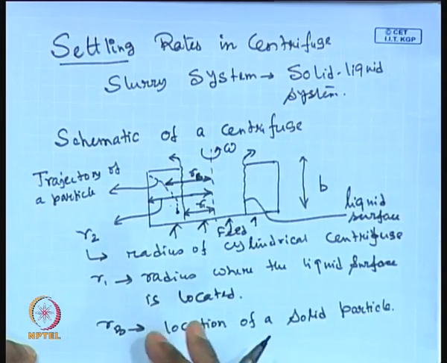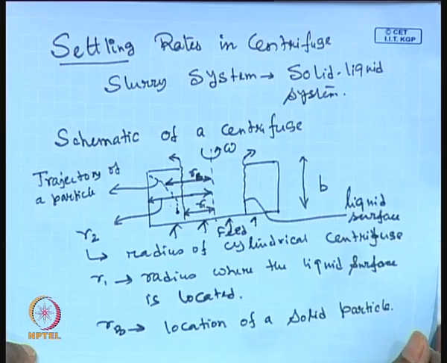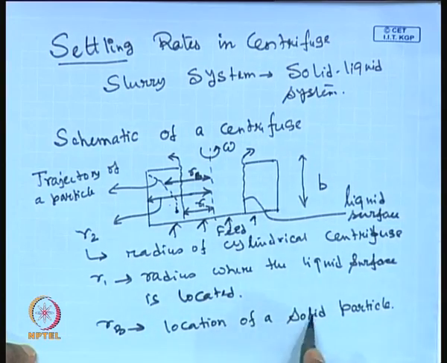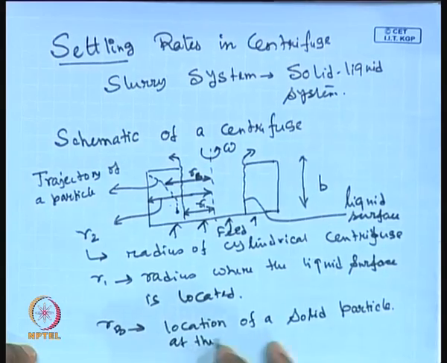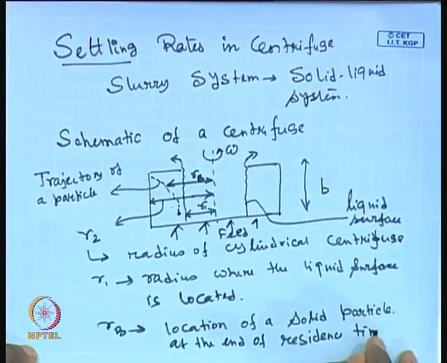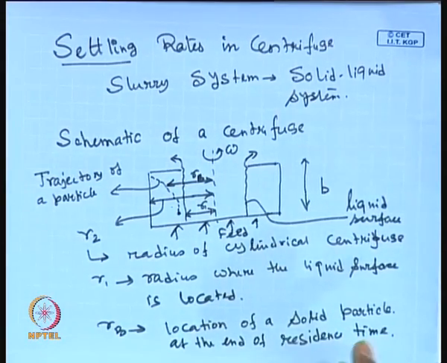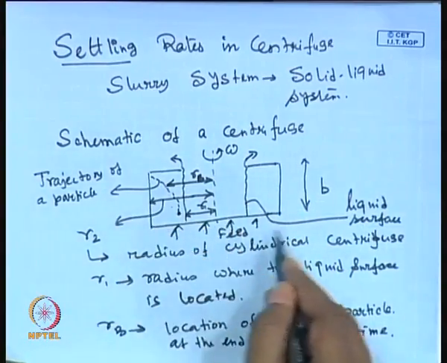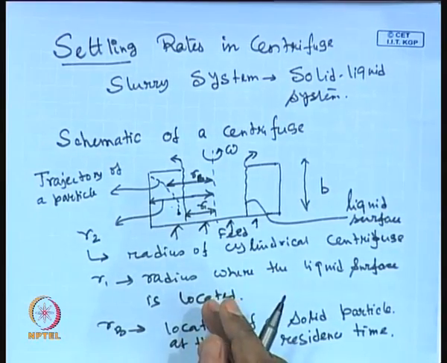Okay. Now, at the end of the residence time, the particle is at a distance Rb from the axis of rotation. Rb is the location of the solid particle at the end of the residence time. What is the residence time? The feed is being fed into the centrifuge at a particular flow rate, let us say Q meter cube per second. And you have a certain volume of the centrifuge, let us say V meter cube. So, the residence time is nothing but V by Q. That is the average residence time of a particle staying within the centrifuge.